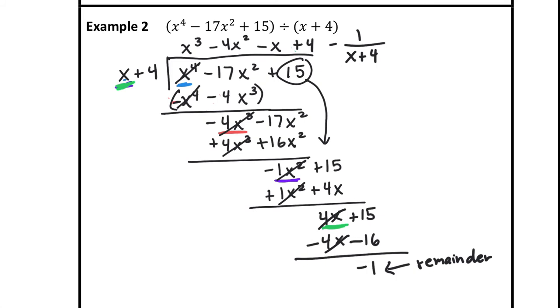And so my final answer is all of this. So my final answer is all this right here. So x to the third minus 4x squared minus x plus 4, and then negative 1 because of the remainder, divided by x plus 4, which is this part here.